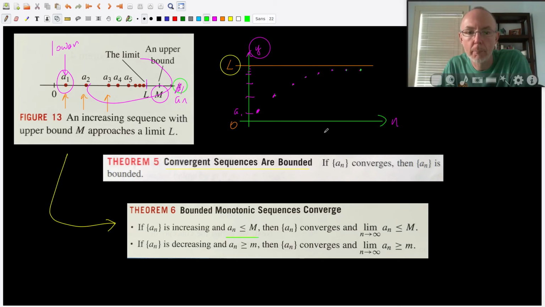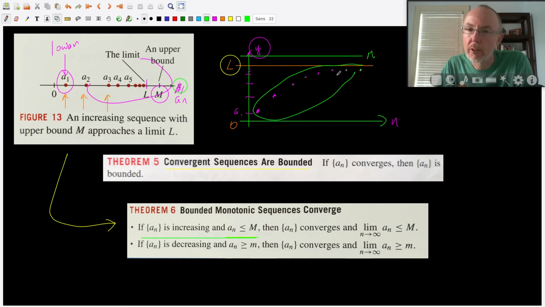Now I've turned the statement around. Now I'm saying if it's increasing and it has an upper bound, then it has to converge. And that limit has to be less than or equal to M, right? Because I might have put my M, oops, that's a terrible line. I might have put my M here. So all of the points on this sequence are less than M, and it's increasing. And so it's got to converge somewhere, but it might converge to something lower than M. It might converge to this line out.